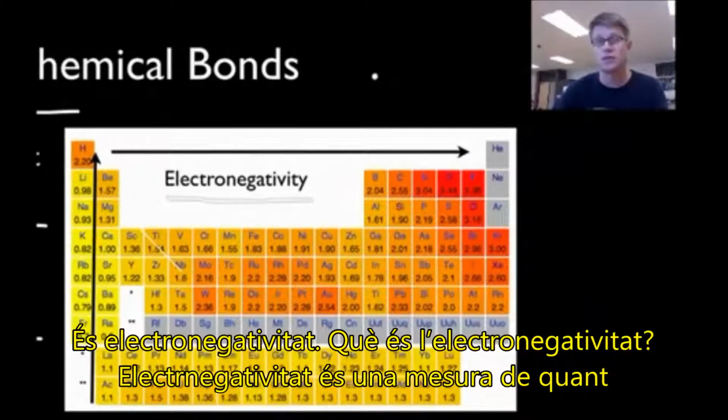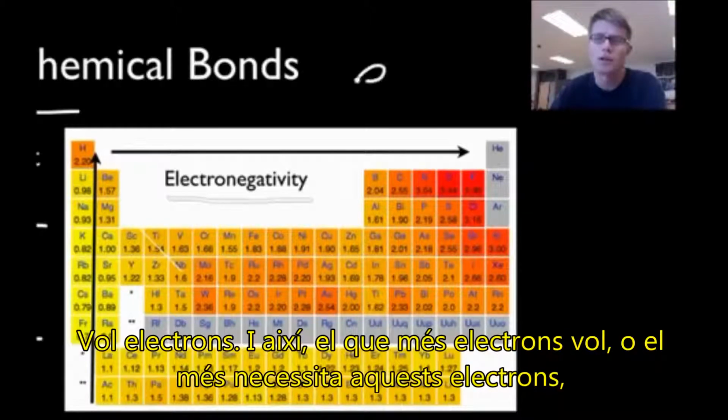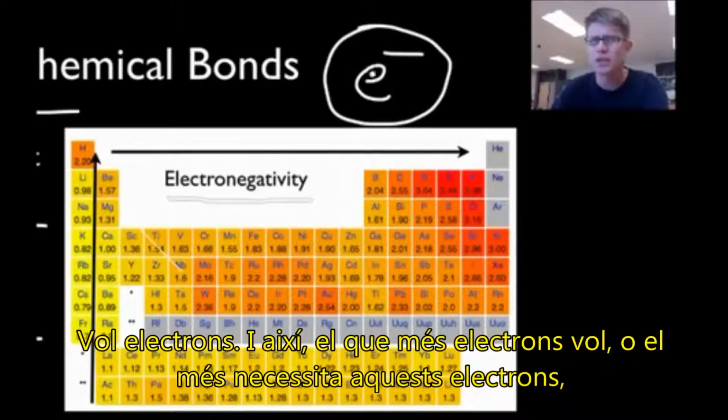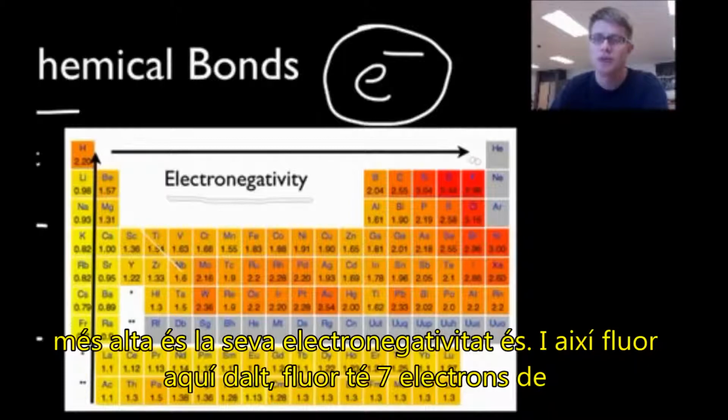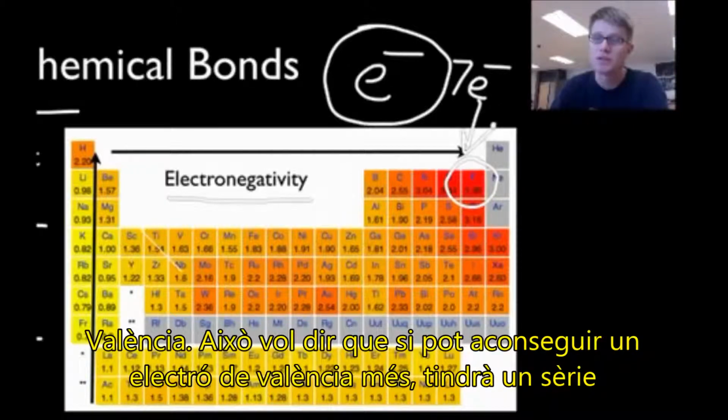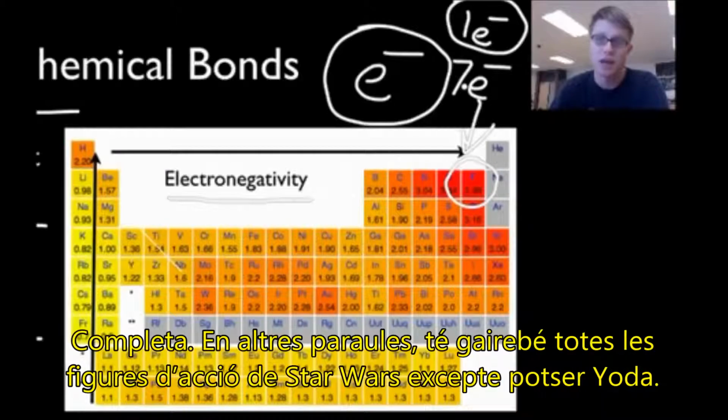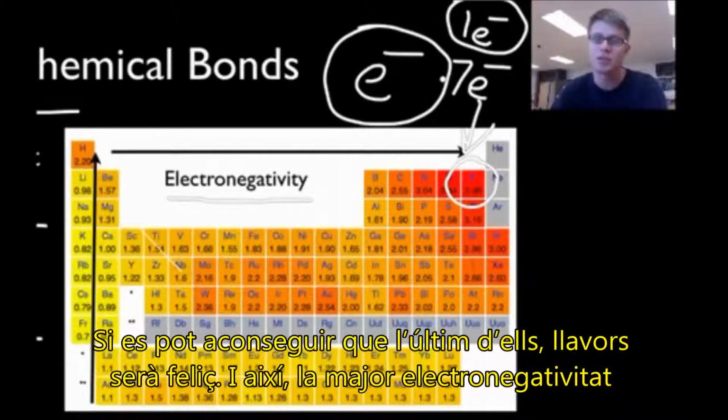What is electronegativity? Electronegativity is a measure of how much you want electrons. The more electrons you want, or the more you need those electrons, the higher your electronegativity is. Fluorine up here has 7 valence electrons. That means if it can get 1 more valence electron, it's going to have a complete set. In other words, it almost has all the Star Wars action figures except maybe Yoda. If it can get that last one, then it's going to be happy.